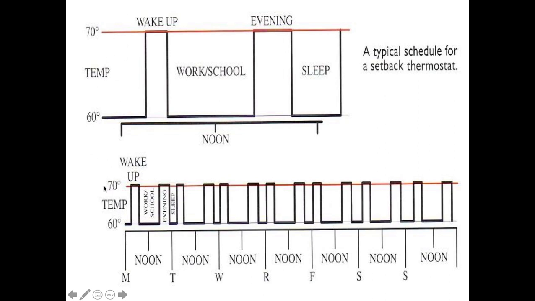Now, 10 degrees is an awful large swing for a programmable thermostat. Probably not recommended anymore because every time you do a large temperature swing like that, you have to deal with humidity and the load of the house. Okay, can't forget that there's a lot of mass in the house that has to be heated and cooled.